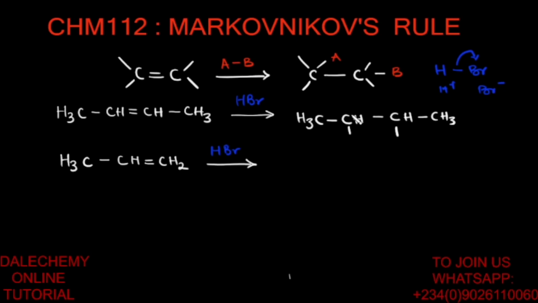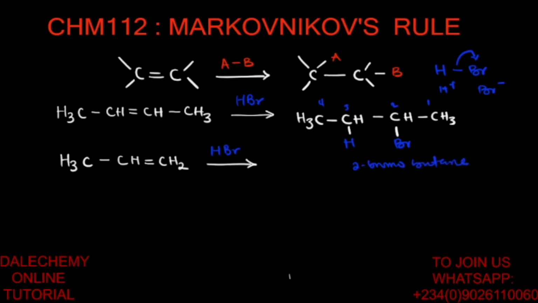Now, where is H plus going to go between these two carbons and where is Br going to go? Now, if you decide to put the hydrogen here and you put the bromine here, you have this compound. And when you name it, if you number from here, 1, 2, and from here, 3, 4, this is going to give us 2-bromobutane.